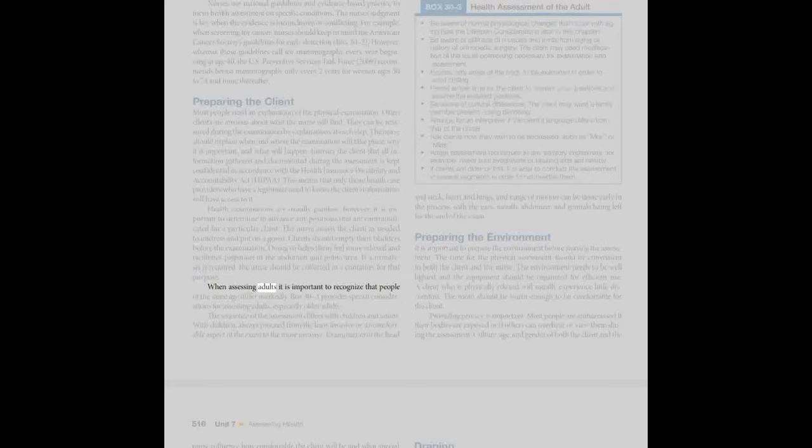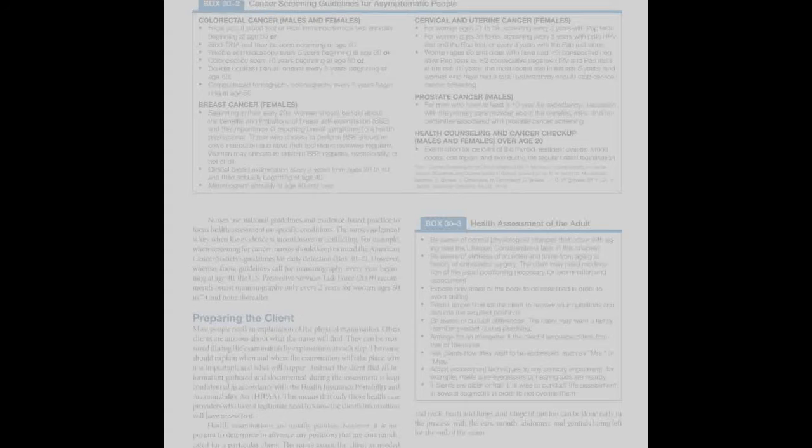When assessing adults, it is important to recognize that people of the same age differ markedly. Box 30-3 provides special considerations for assessing adults, especially older adults. The sequence of the assessment differs with children and adults. With children, always proceed from the least invasive or uncomfortable aspect of the exam to the more invasive. Examination of the head. Box 30-2 Cancer Screening Guidelines for Asymptomatic People.